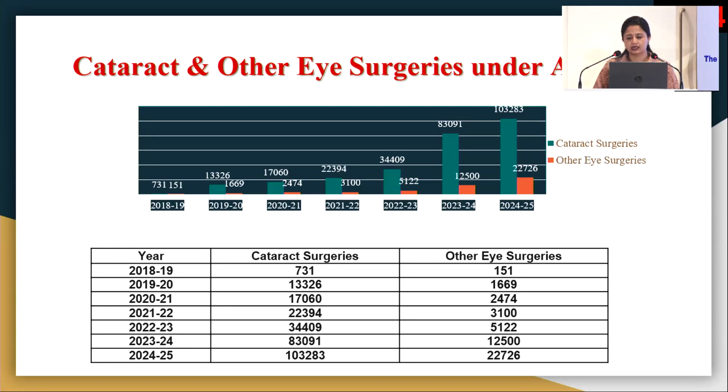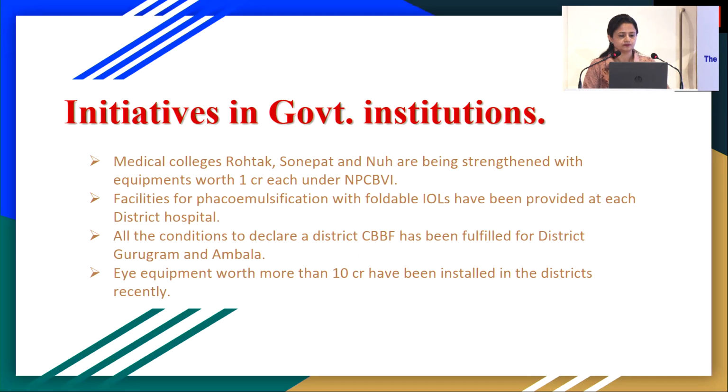Cataract and other eye surgeries conducted under Ayushman Bharat Abhiyan. So we can see in the year 24-25 only 1,03,283 surgeries were conducted under the Ayushman scheme, and other eye surgeries under the Ayushman scheme were 22,726, which is quite a number.